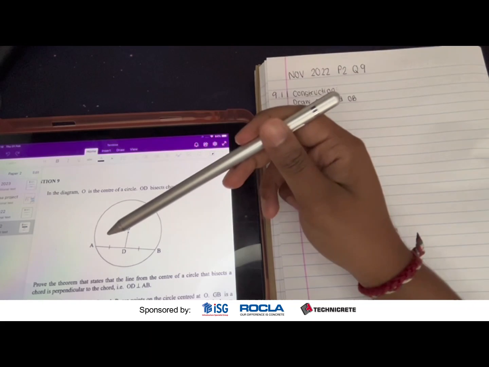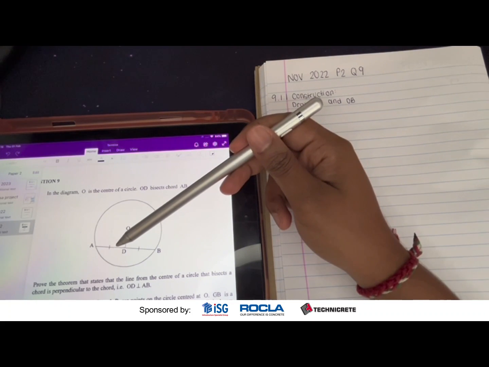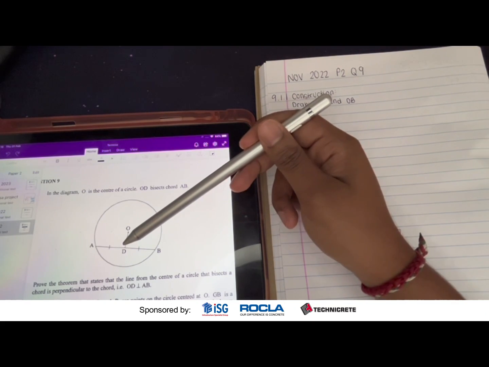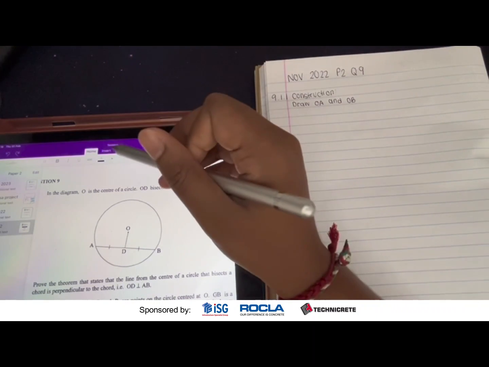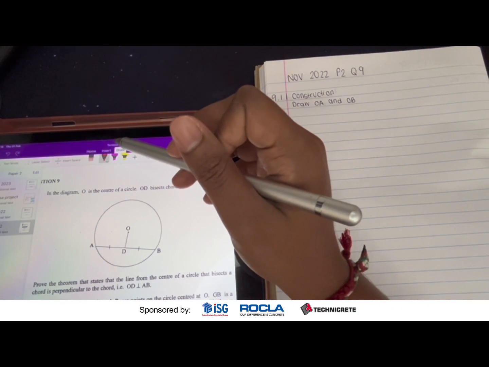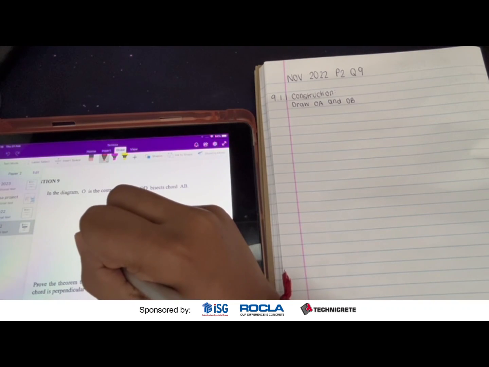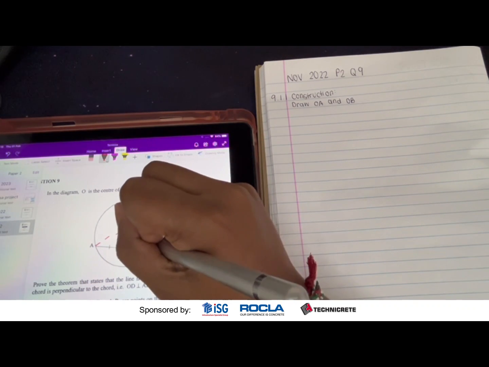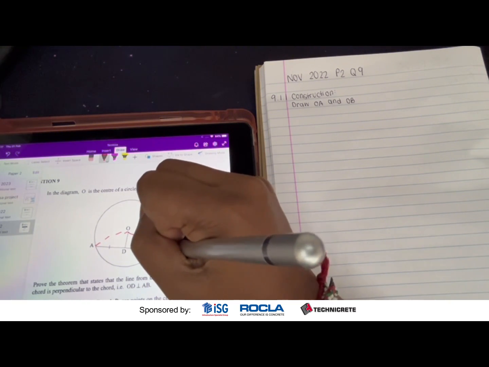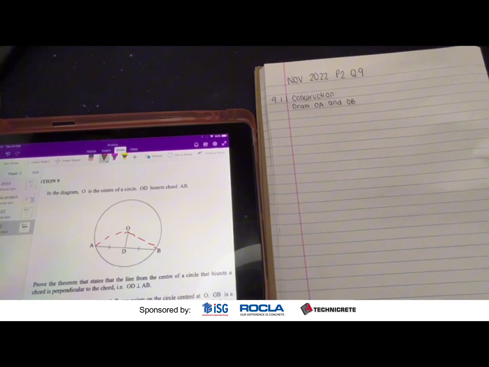Because how are we going to prove that this is perpendicular? We're going to prove that this angle and this angle are equal, making them 90. And in order for us to do that, we need to prove that the triangles are congruent, and we need to make the triangles by drawing these points. So we have constructed those points.